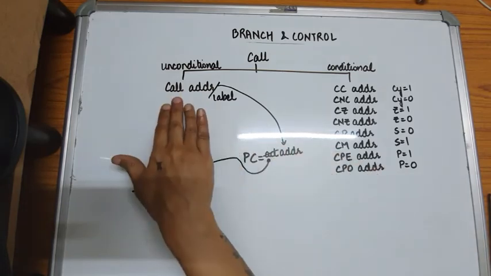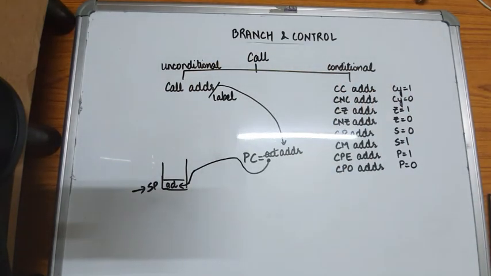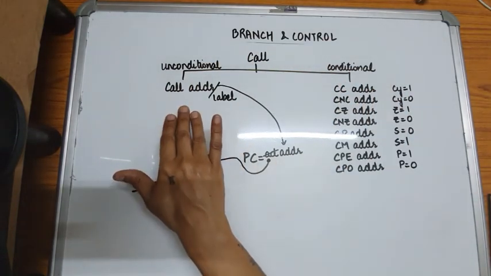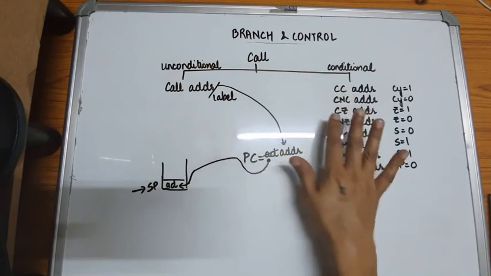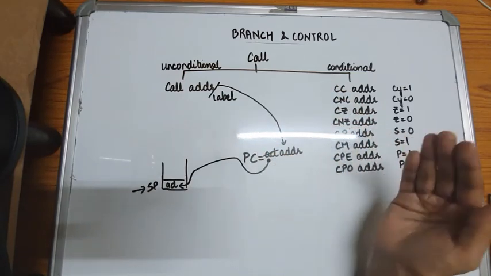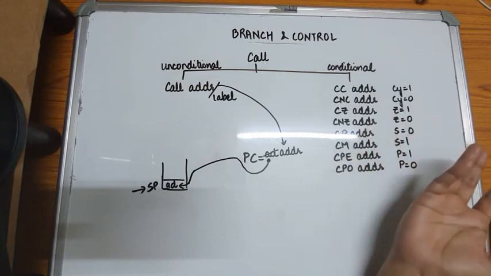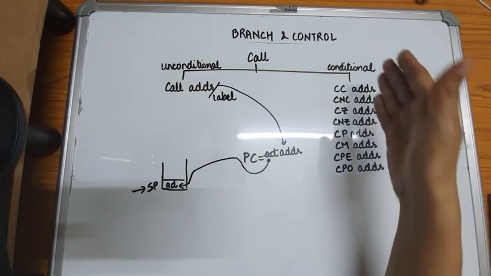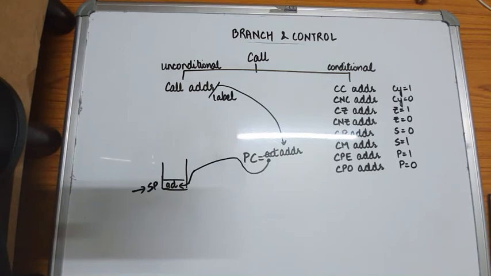So this is unconditional call and this is conditional call. Unconditional call does not check for any condition. Conditional call checks for the values of the flags on which the condition is determined, and then the control is transferred to those particular addresses or labels.